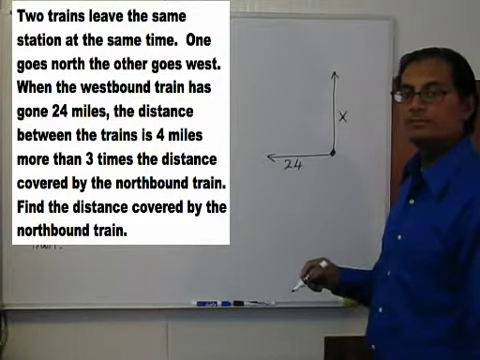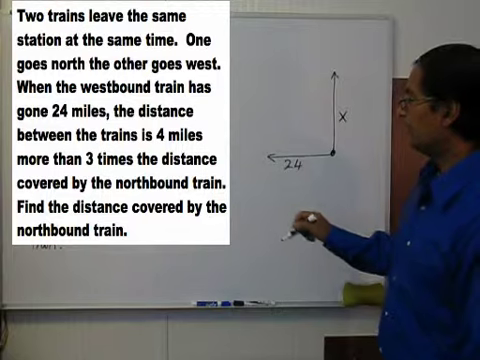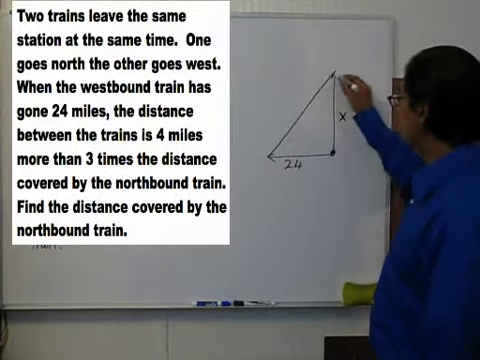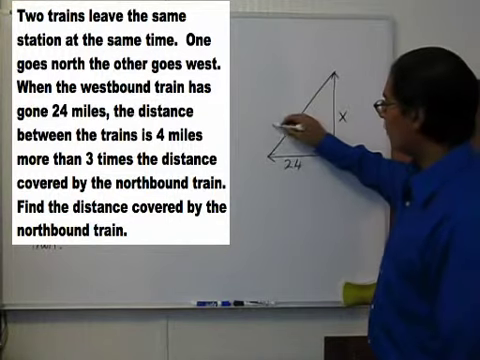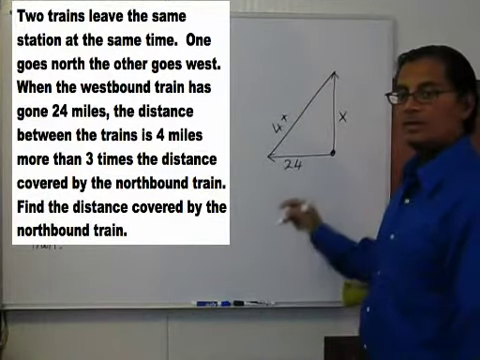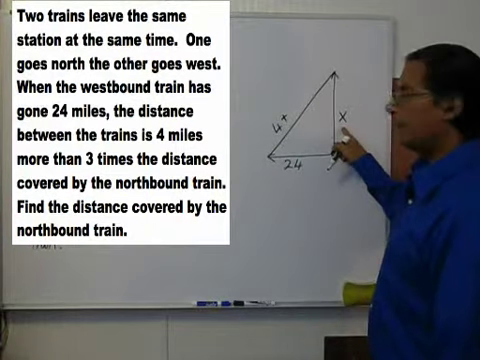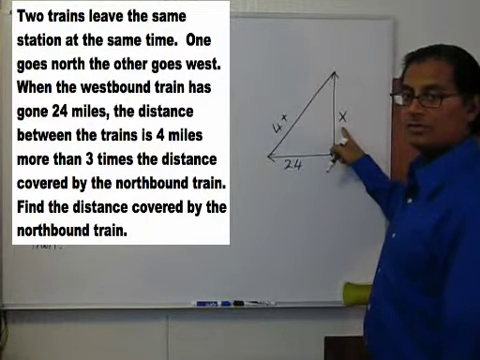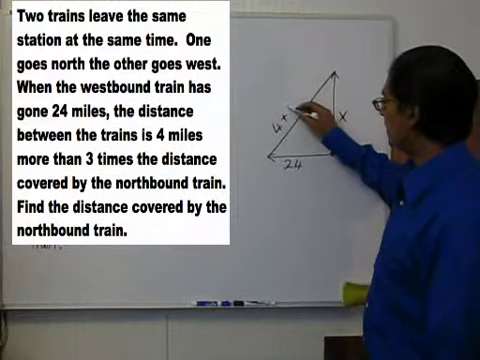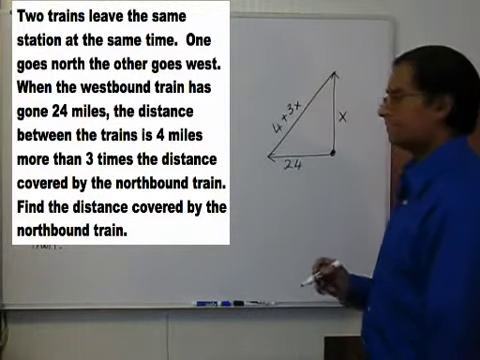X is the unknown. Then it says the distance between the trains is 4 miles more than 3 times the distance covered by the northbound train. So the distance covered by the northbound train is x. Therefore, 3 times that would be 3x.